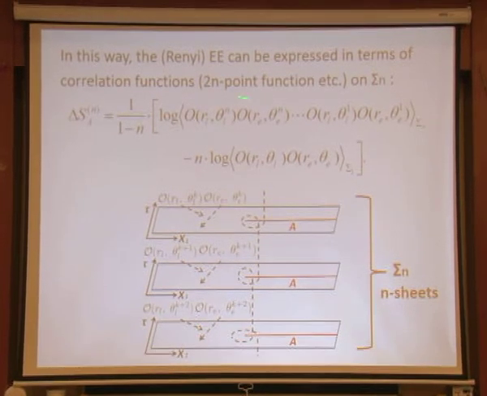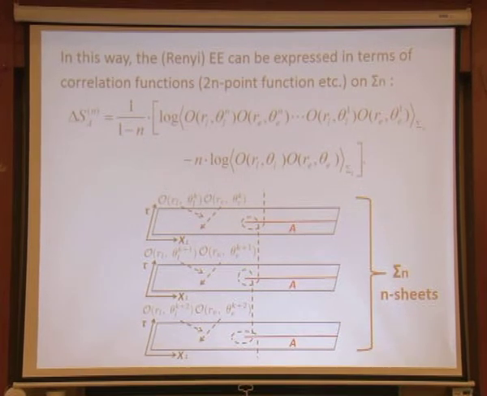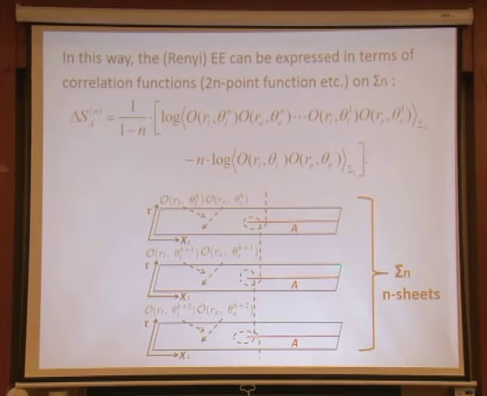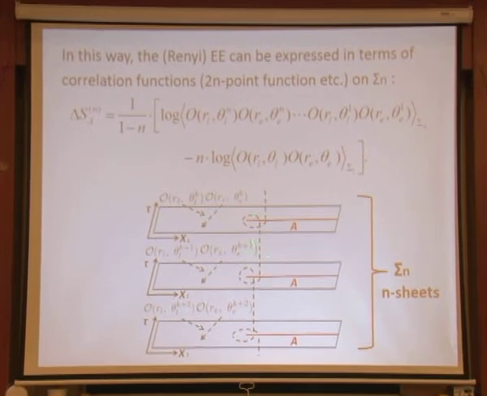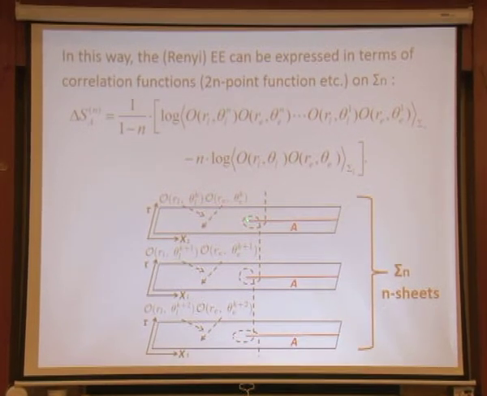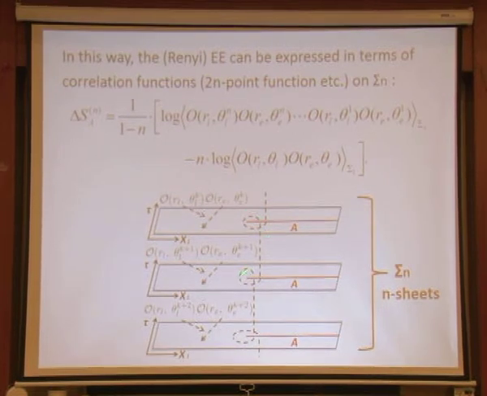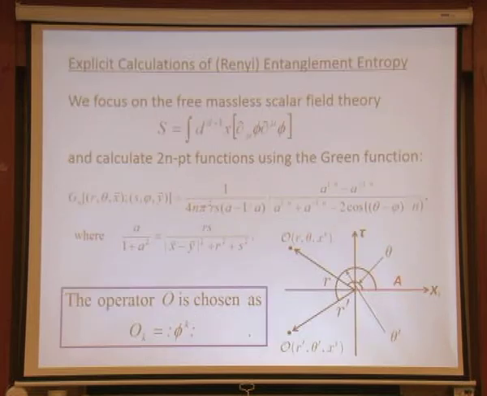But this two-point function is a Green function, not on the standard flat space, but on some n-sheeted surface. It's a bit complicated, but in this case we just have one singular point, a conical deficit point. Going around this point, we actually have 2 pi n instead of 2 pi. So the calculation of the Green functions is actually possible. There is lots of literature on that calculation.